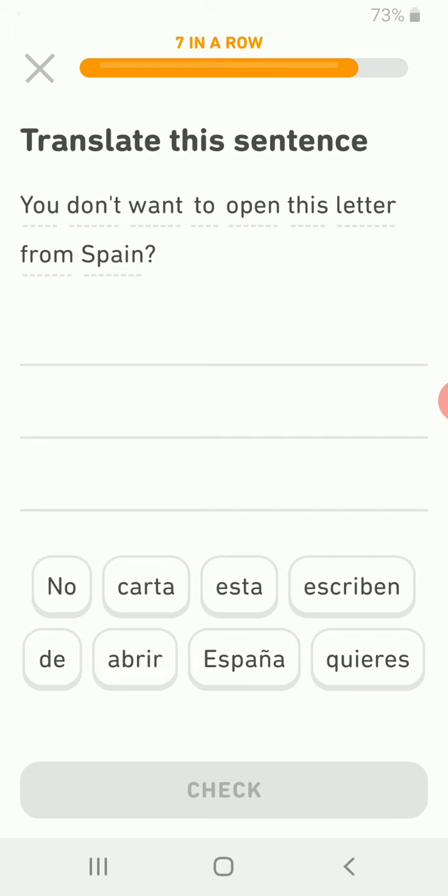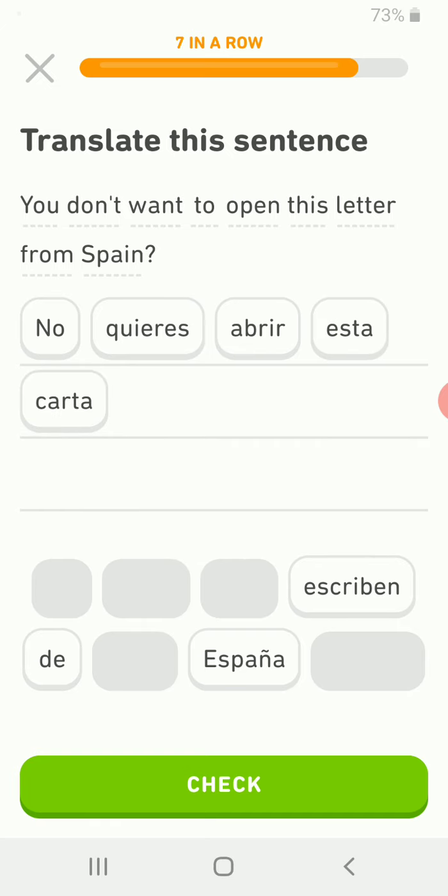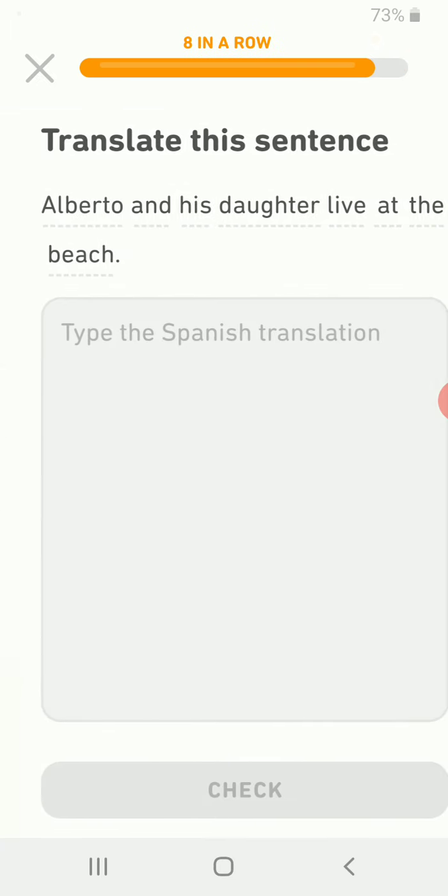And translate this sentence: you don't want to open this letter from Spain. So no quieres abrir. So it's abrir or abrir? Abrir. So it's abrir, to open. No quieres abrir esta carta de España.